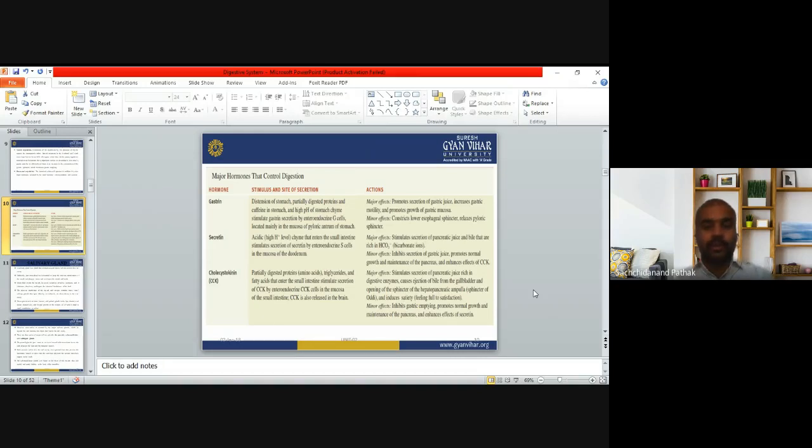And this CCK will stimulate the secretion of pancreatic juice rich in digestive enzymes, causes the ejection of the bile from the gallbladder, and opening of the sphincter of the hepatopancreatic ampulla. So when the hepatopancreatic ampulla is opened, bile and pancreatic juice go to the duodenum.